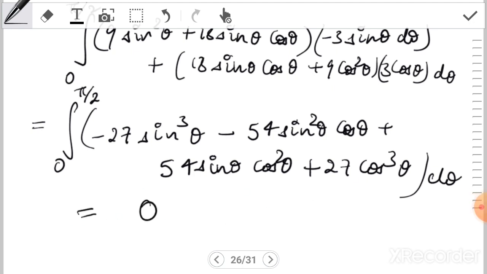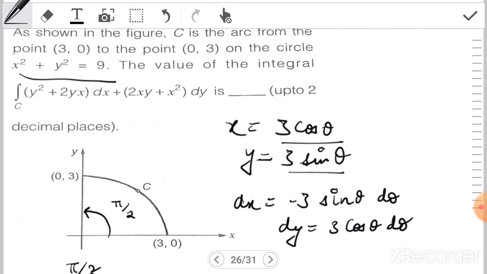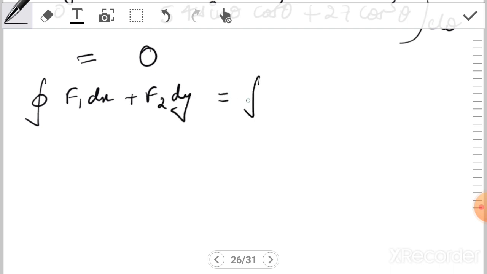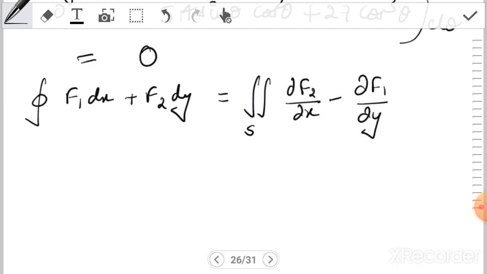So now we could have used Green's theorem here. According to Green's theorem, we have f1 dx plus f2 dy is equal to the surface integral of del f2 by del x minus del f1 by del y dA, or dx dy.